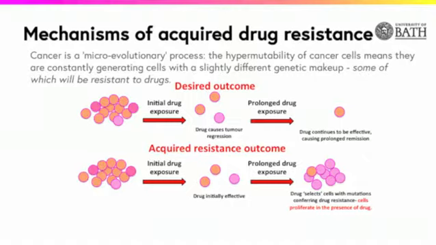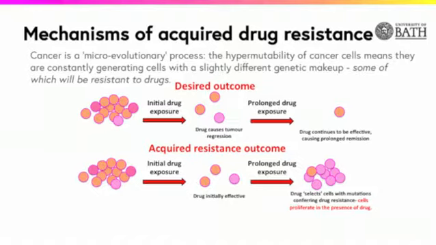Now, what is more common for a single agent therapy is an acquired resistance outcome. Now that is where the drug is initially effective, and that causes regression of the tumor, but where prolonged drug exposure actually selects that small population of cells that have acquired resistance to the drug, and they're able to proliferate in the presence of drug.